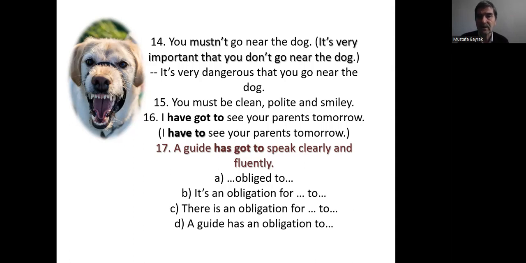17, a guide has got to speak clearly and fluently, of course. Or a guide is obliged to speak clearly and fluently. Or it's an obligation for a guide to speak clearly and fluently and eloquently, articulately. There is an obligation for a guide to speak clearly and fluently. A guide has an obligation to speak clearly and fluently. Okay.